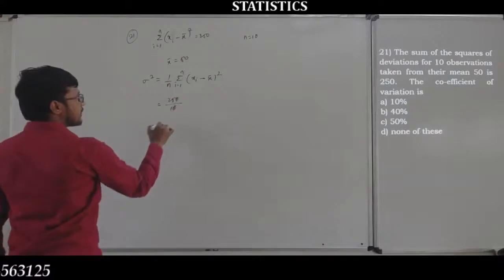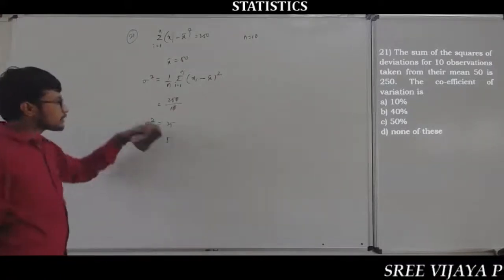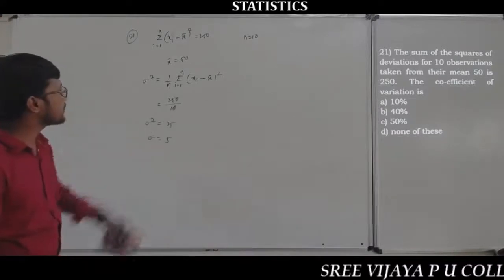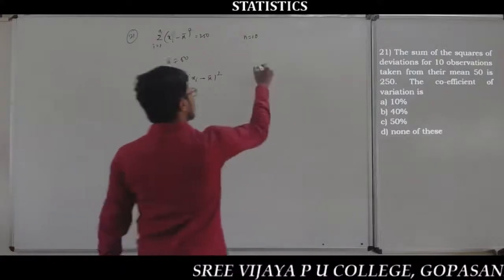So 1000 getting cancelled, you get sigma square is equal to 25. We get sigma is equal to 5. Square root comes here, right? The square root of 25 is 5. Next, what can we find? We find the coefficient of variation.